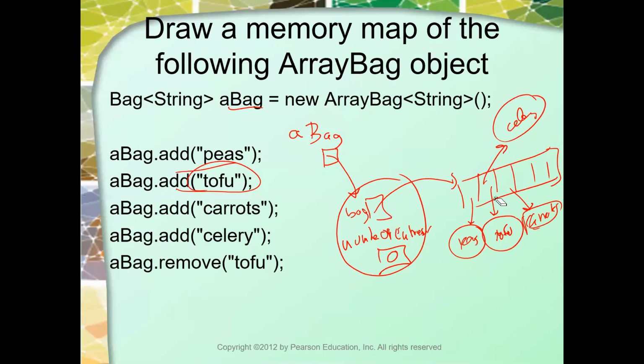And well, before you do that, by doing that, you're clobbering your link to tofu, but you're going to have to save it so you can return that tofu as the return value from this method. So the remove method should return a reference to the object that you're removing so that you can do something.